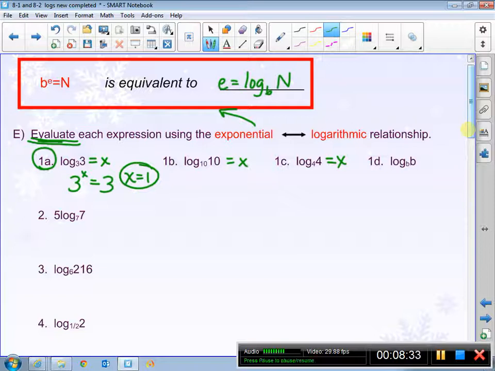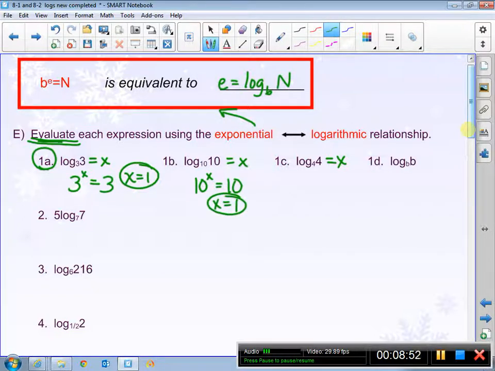So let's rewrite all of these in exponential form. Base to the exponent equals the number. Well, 10 to what power is 10? And it's 1 again.